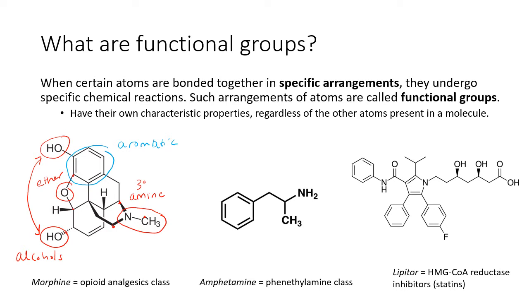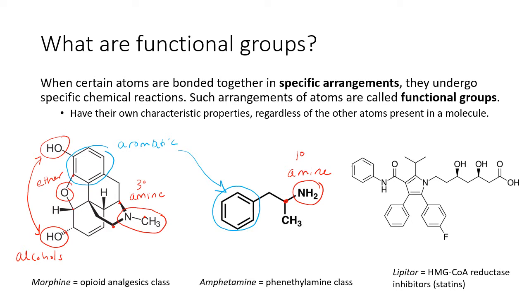Another example is amphetamine. This is a phenethylamine drug class, and we have another aromatic ring right here. Here we have an NH2 group, which is also an amine, but because it's bonded to only 1 carbon and not 3, this is called a primary amine. And so we use 1, 2, or 3 with that little superscript 0 symbol there to represent primary, secondary, or tertiary for certain functional groups.